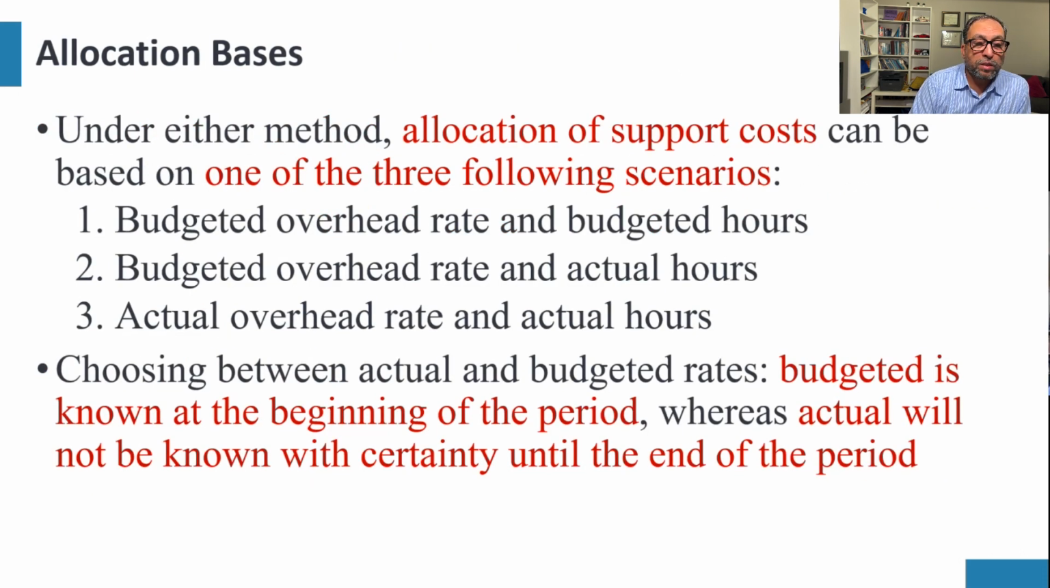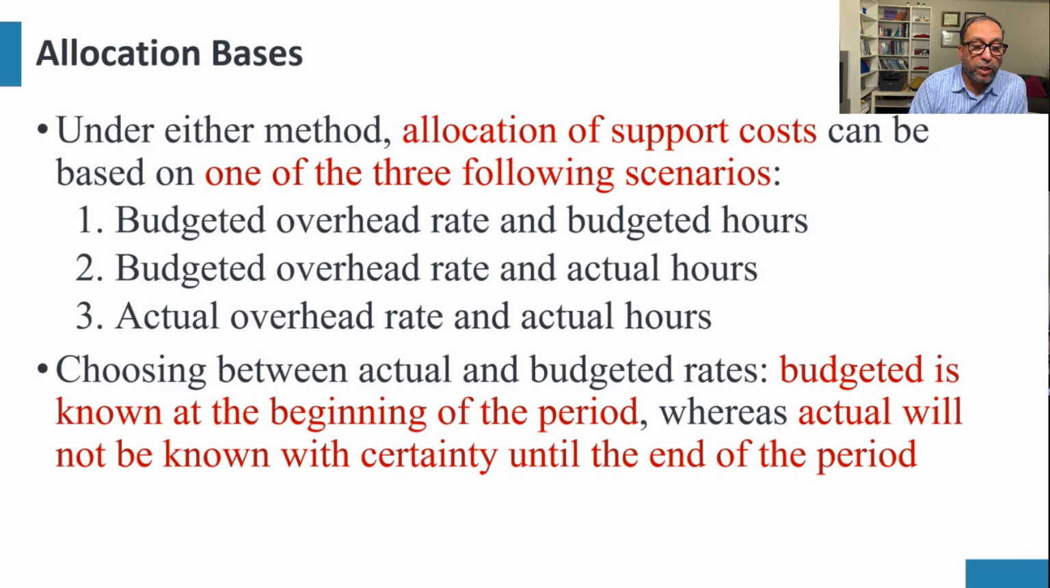Now, under either method, allocation of support cost can be based on one of the following three scenarios. These are three different scenarios we can use to allocate our support cost. The first is budgeted overhead rate and budgeted hours, so we use only the budgeted rate and budgeted hours to distribute the cost among the production departments or among the products, these period costs. The second is budgeted overhead rate and actual hours. The third is actual overhead rate and actual hours.